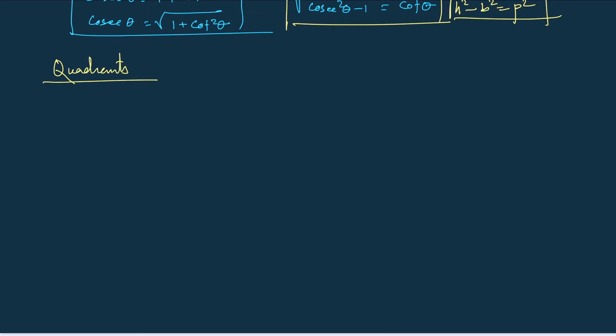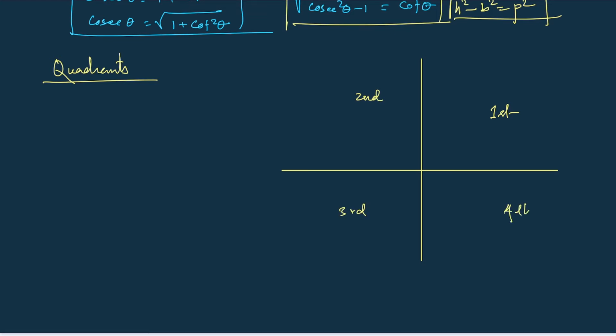Next, what happens? All the quadrant things we are going to discover. Quadrants. So this is the first quadrant, this is the second quadrant, this is the third quadrant, this is the fourth quadrant. And this is the positive x-axis, this is the positive y-axis, this is the negative y-axis, and this is the negative x-axis.